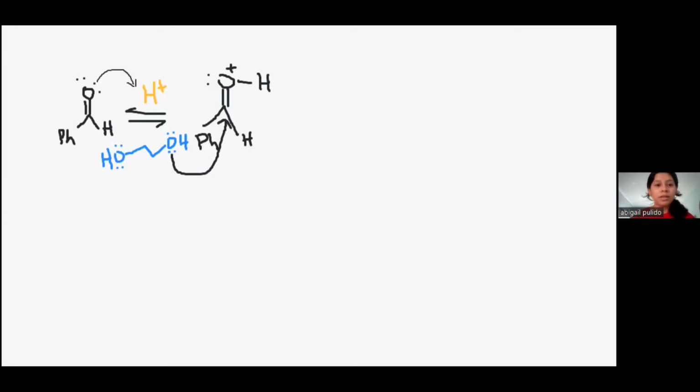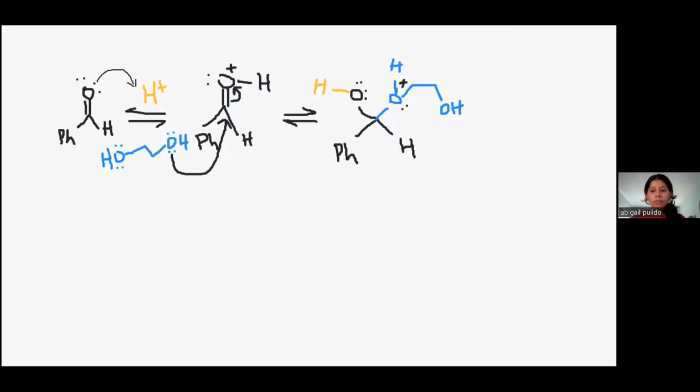Then that creates a shift in electrons, and the electrons from the double bond will move up towards the positive oxygen. This produces another product. So what happened here was that the electrons from the double bond are shown as a lone pair, and the attached oxygen from the ethylene glycol now has a positive charge.